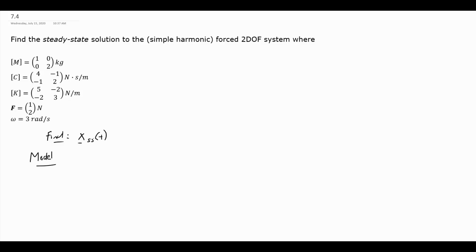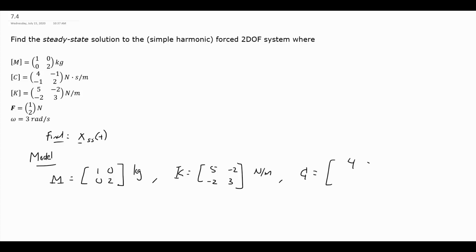So we'll start with our modeling step, although really it's completely done for us. We're going to have our mass matrix in base units, 1, 0, 0, 2 kilograms. I'll just recopy this information. We have a stiffness matrix in base units, 5, -2, -2, 3. That's newtons per meter. And we have a damping matrix now. And again, in base units, we're given it's 4, -1, -1, 2, and newton seconds per meter.